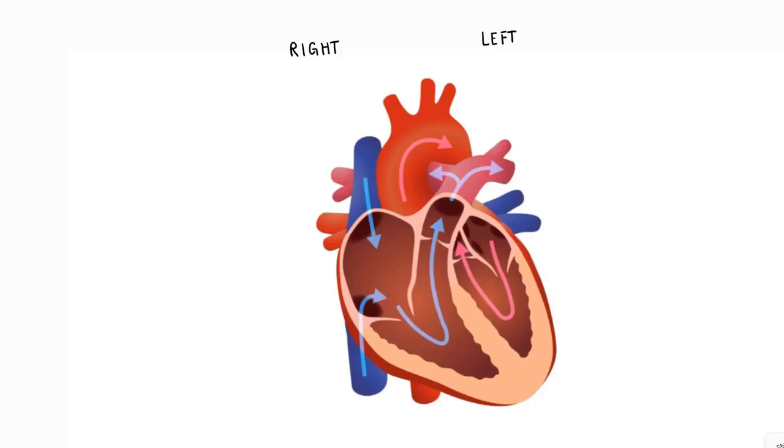All right, let's put all of this together that we just learned for the chambers, the valves, and the blood vessels together, and look at the flow of blood through the heart. So first, remember you're looking at this from the point of view like the person is standing in front of you. So you have right side, left side.